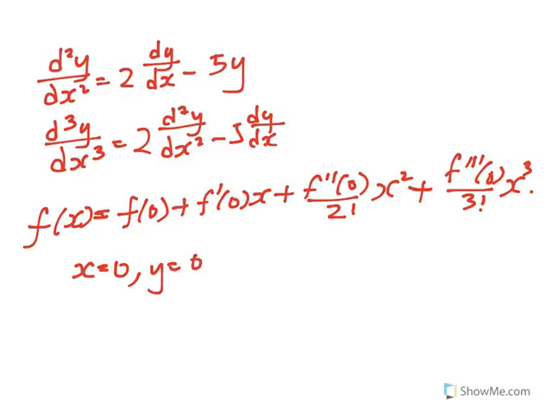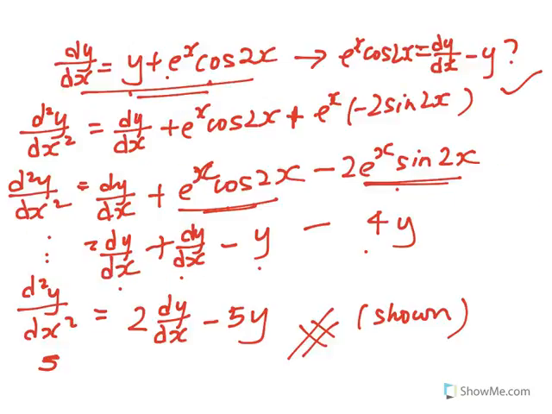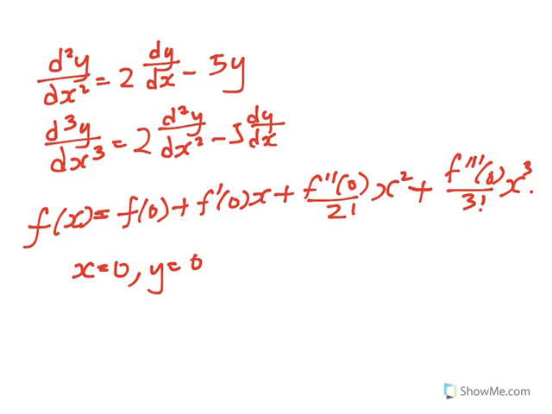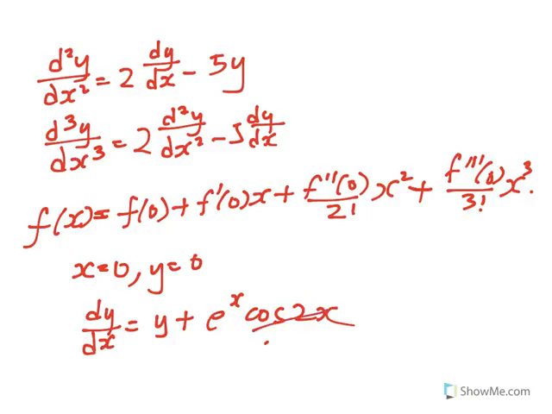Okay, then from this equation, dy/dx equals y plus e^x cos 2x. If you substitute x equals 0, what do you get? This will be cosine 0. E to the power 0 is just 1. y is equal to 0. So 1 times cos 0 equals 1. So dy/dx equals 1, and you have y equals 0 and f prime 0 equals 1.